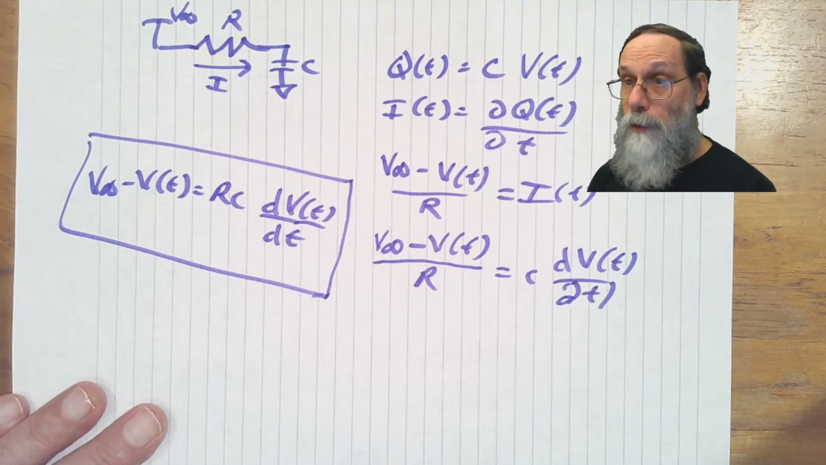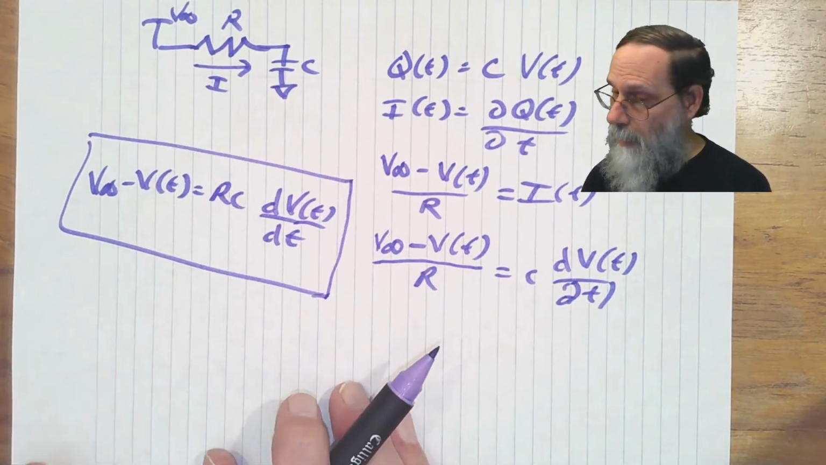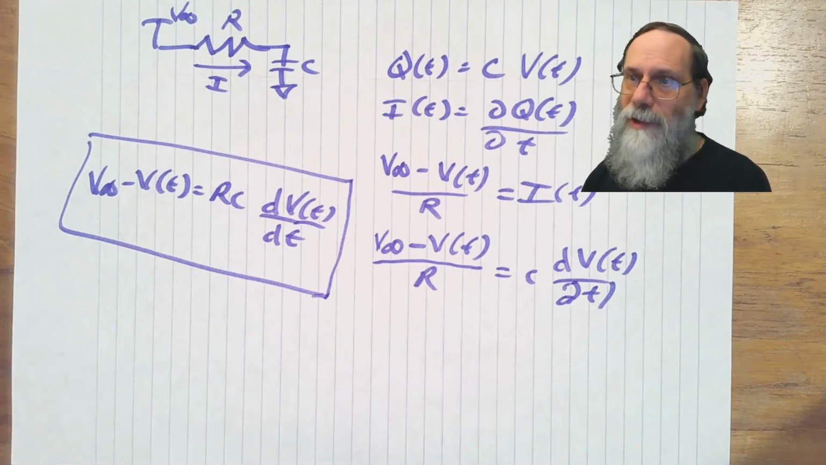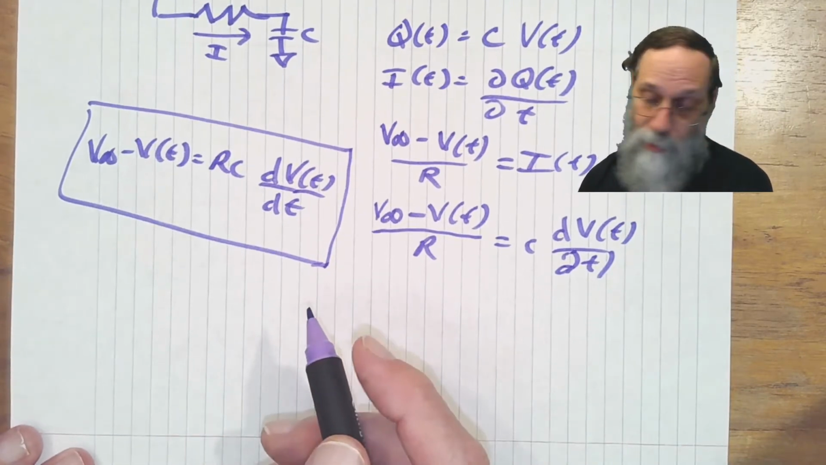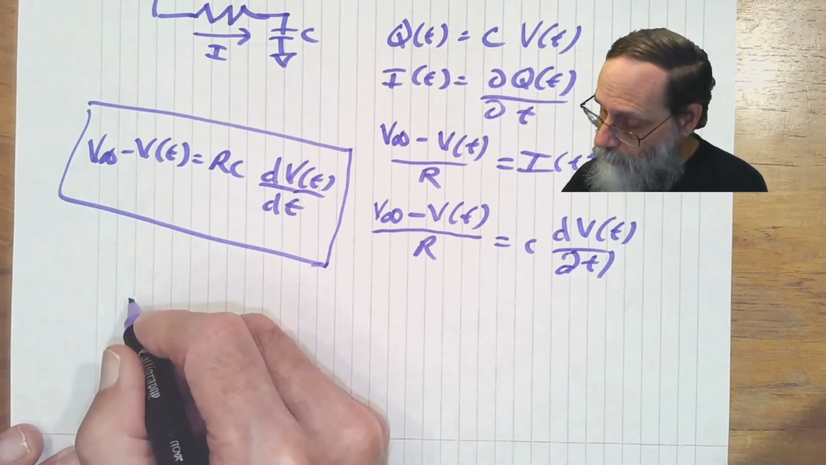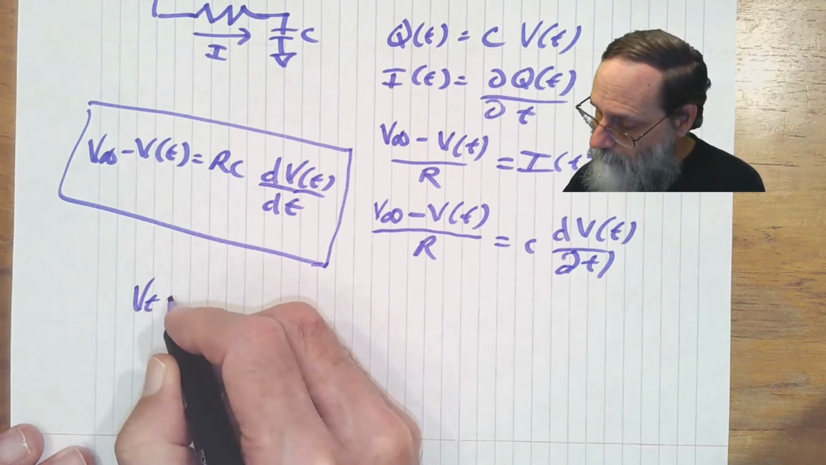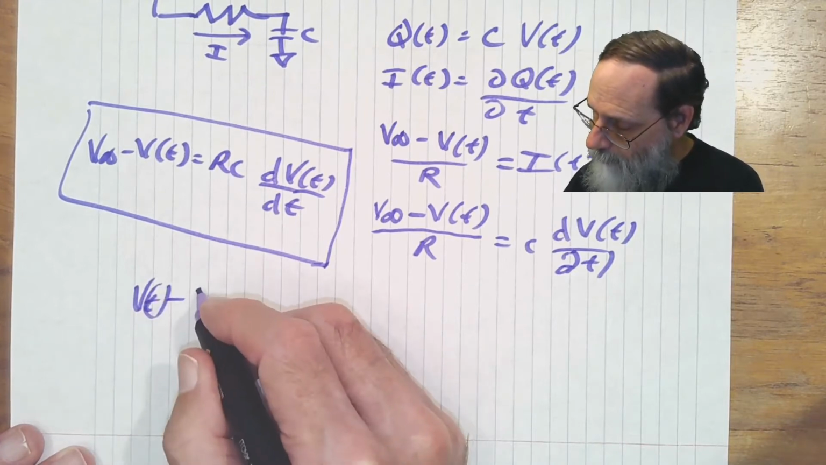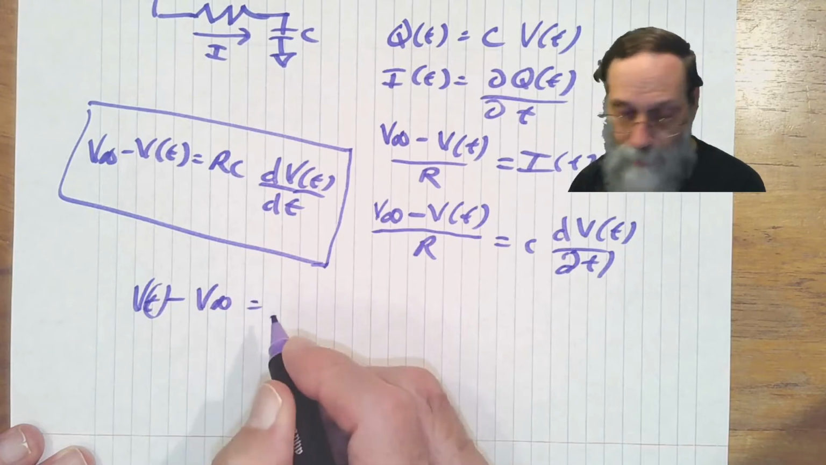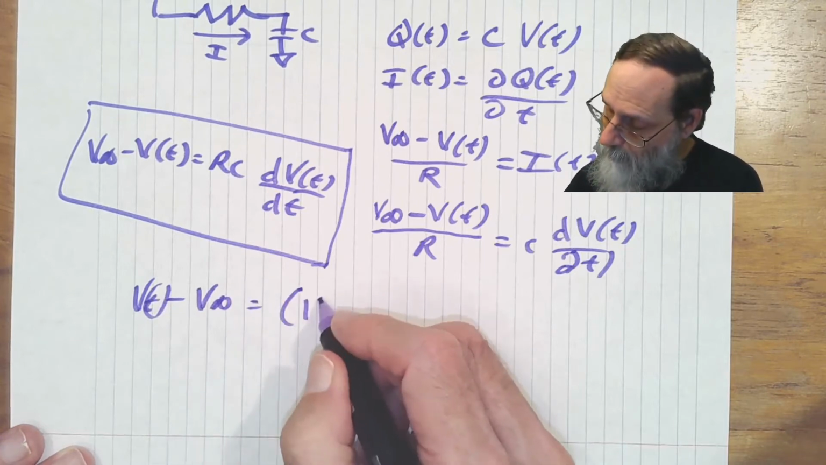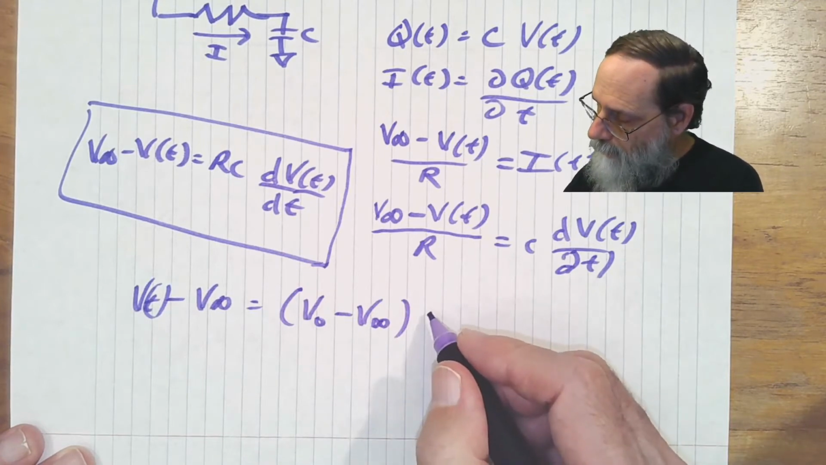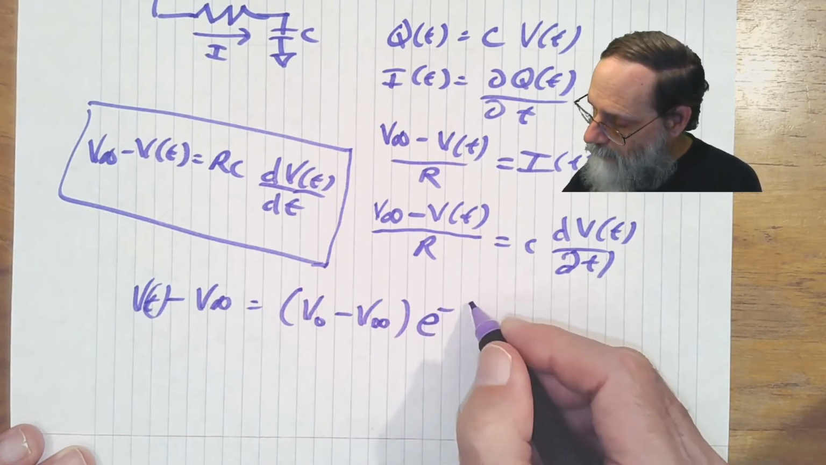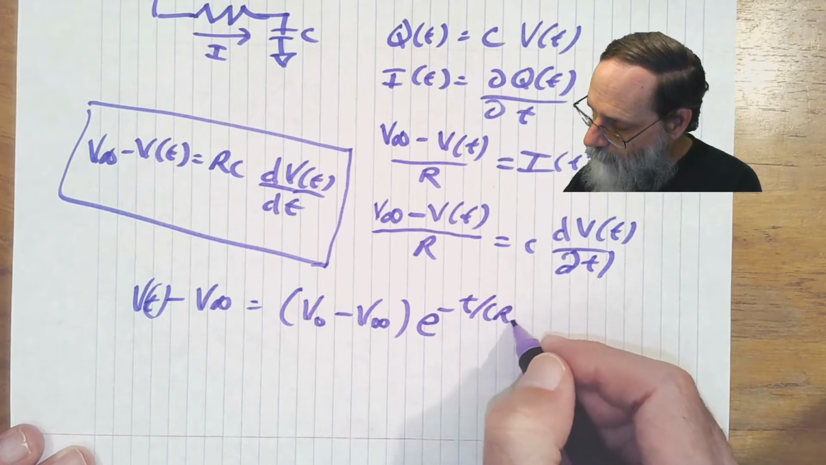That's a simple first-order differential equation. And though it's beyond the scope of this class to show you how to solve differential equations like this, this is one of the easiest differential equations to solve. And we get as a solution that V of t minus V infinity equals V0 minus V infinity times e to the minus t over RC.